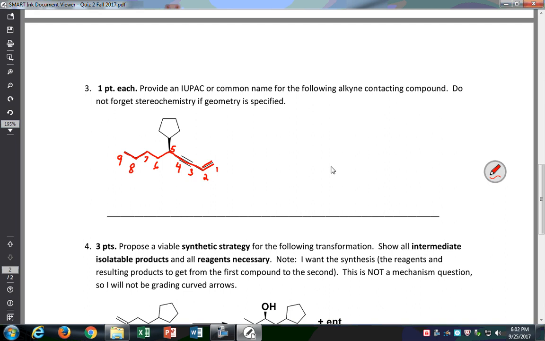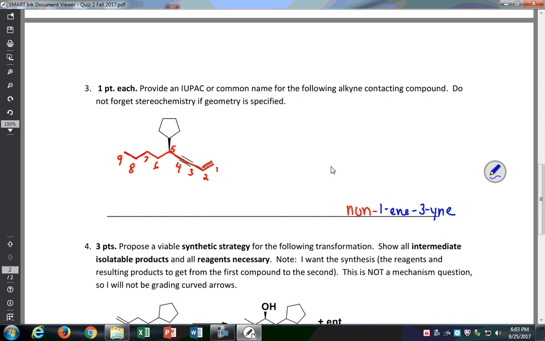Then we have an ene and an yne, so we're just going to put both of those. Our ene is on 1, and we do want that 1 because a double bond could be anywhere. And our yne starts on 3.